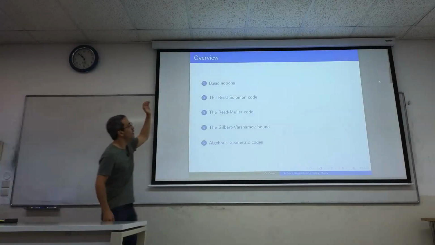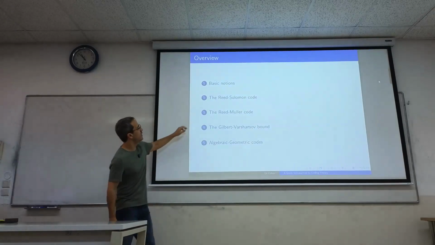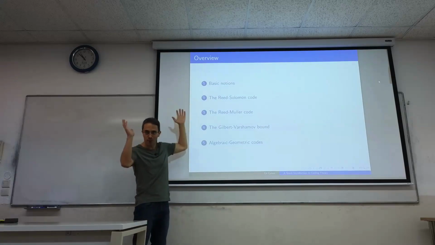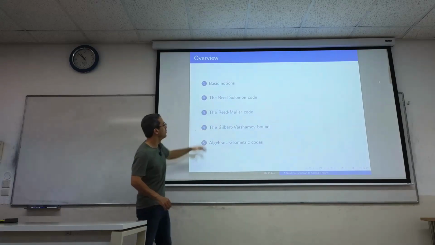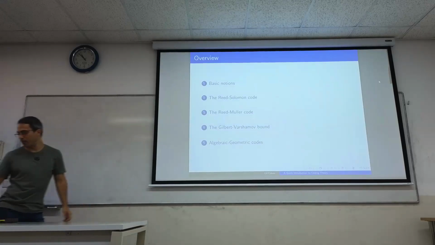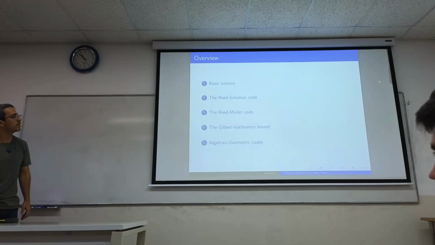In this unit, I'm going to give you the basic notions, the two parameters you care about in codes, and then I'm going to present two constructions, kind of the mother of all codes, really, the Reed-Solomon code and the Reed-Muller code. And we are going to continue from there, but these codes are the motivation for algebraic geometry codes.